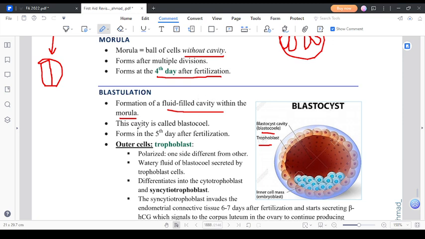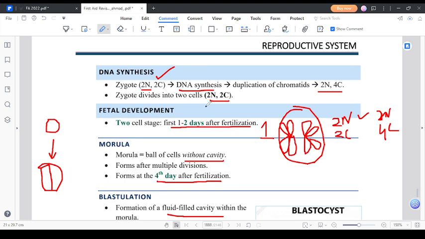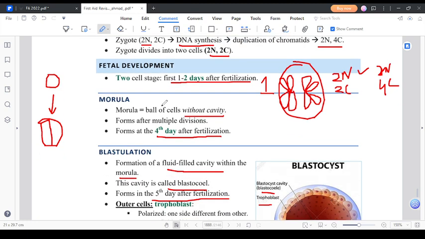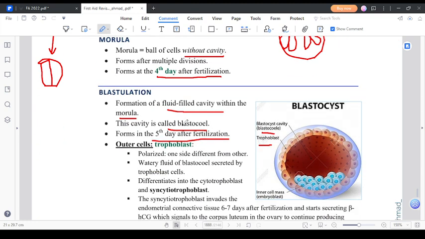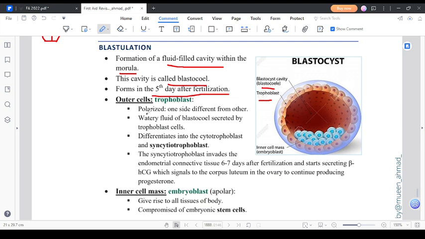Formation of the fluid filled cavity within the morula. The cavity is called the blastocele. It forms on the 5th day after fertilization. So on the 2nd day we have the 2 cell stage, on the 4th day we have the morula, and on the 5th day we have the blastula. Outer cells are the trophoblast, polarized, one side different from the other.